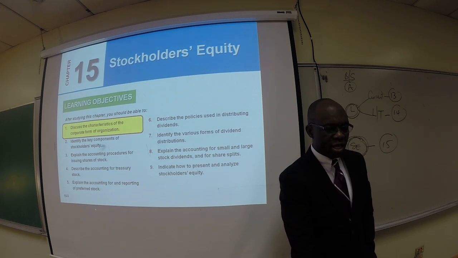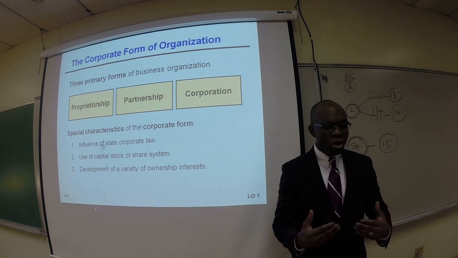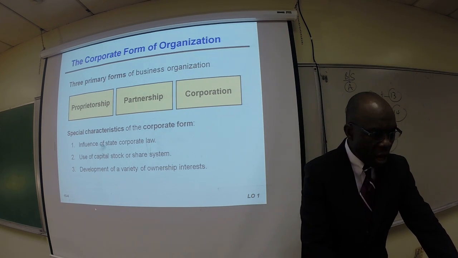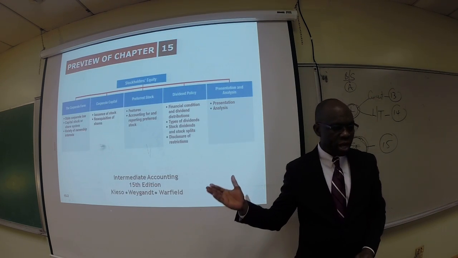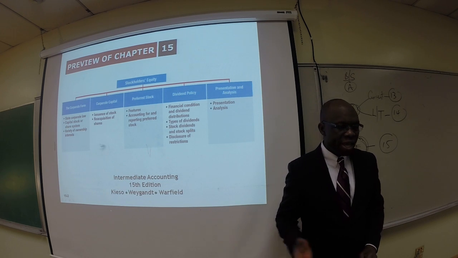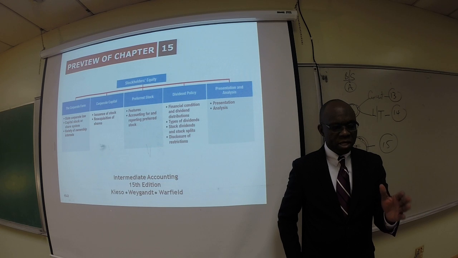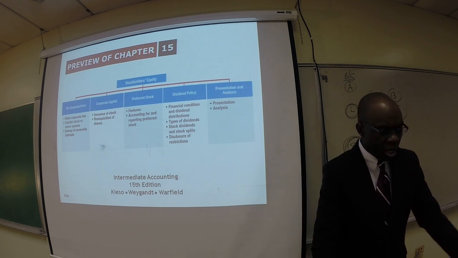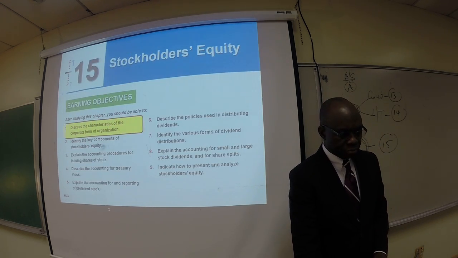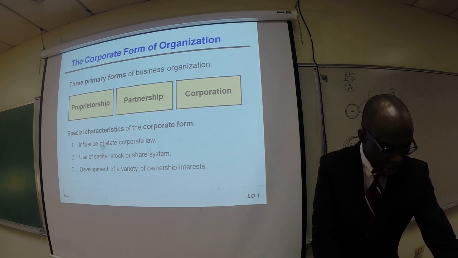So let's take a look at the first objective of this chapter, the corporate form of business. Before we do that, let me back up for a minute. I just want to let you know from the outset that this chapter is divided into 5 sections. The first section talks about the corporate form. The second section talks about corporate capital, preferred stock, dividend policy, presentation, and analysis. Now, moving along, let's take a look at the corporate form of a business.